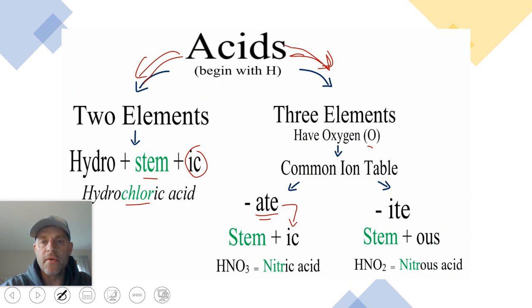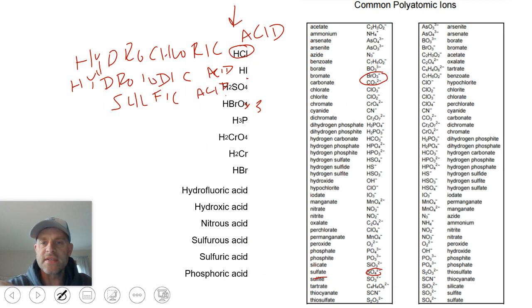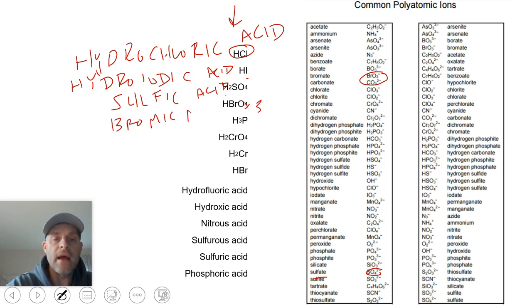The rule, I go to the right. Bromate, ate turns to ic. I don't start with hydro. I start right from the stem and go to the ic. So what's the stem of bromate? Is brom. I'm going to change ate to ic. Bromic acid. Done. Okay, let's keep going.